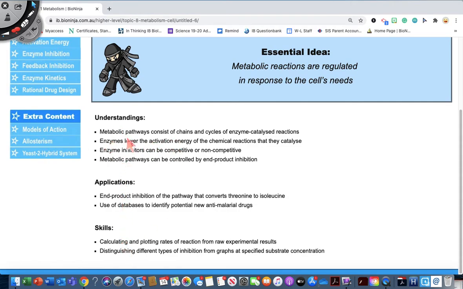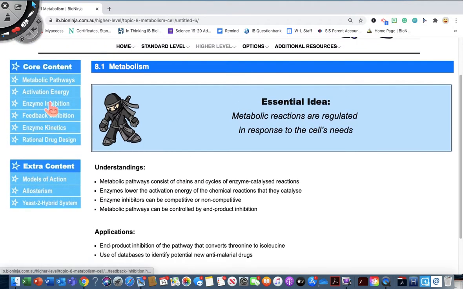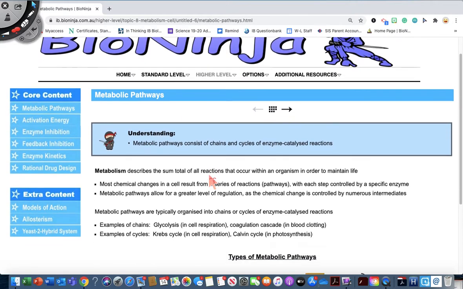Today we're going to learn about metabolic pathways, and we're also going to learn about activation energy. So we're going to focus on the first two understandings here. All right, let's get started.